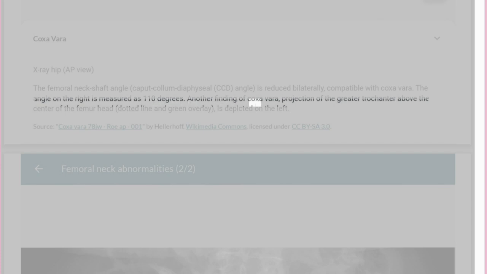Another finding of coxa vara is projection of the greater trochanter above the center of the femoral head, dotted line and green overlay, depicted on the left. Source: Coxa vara, by Hellerhoff, Wikimedia Commons, licensed under CC BY-SA 3.0.